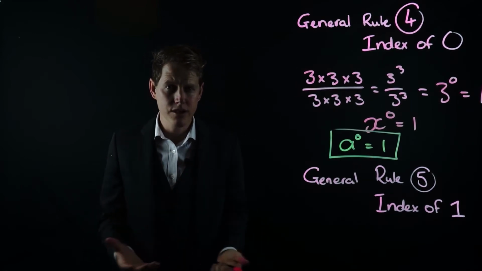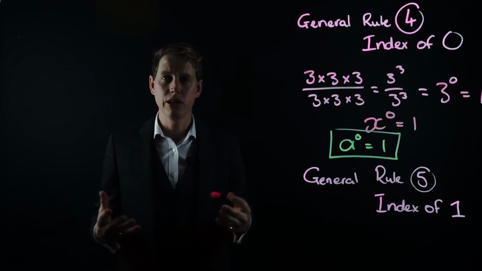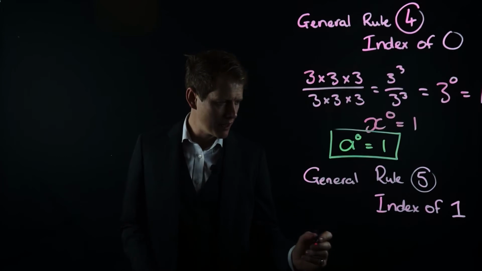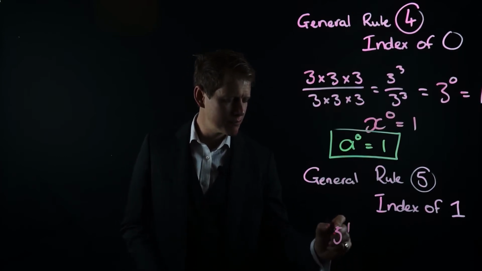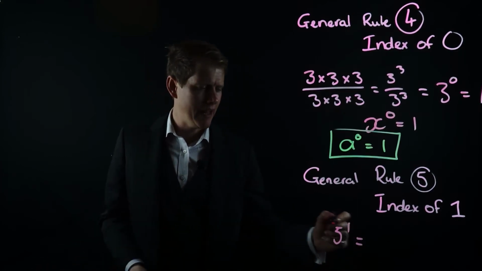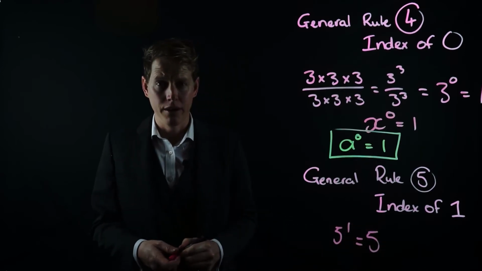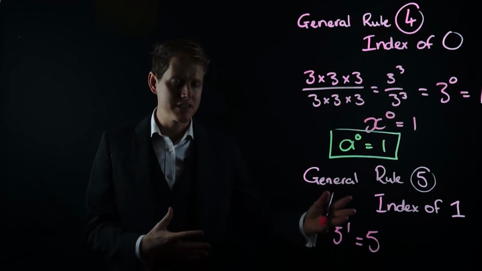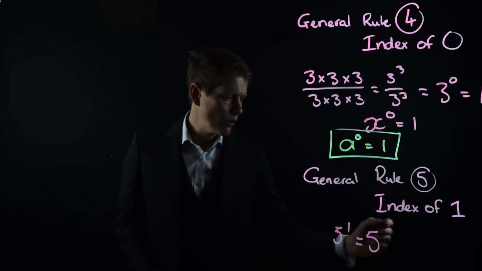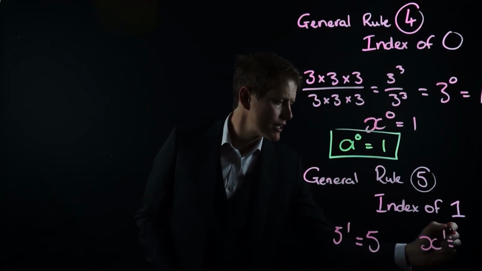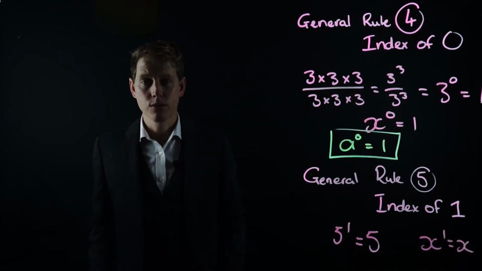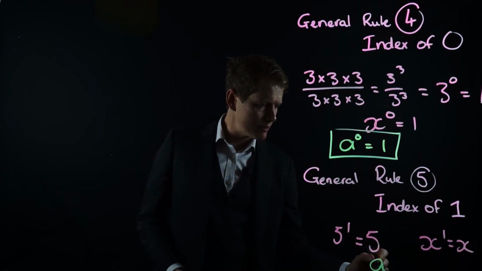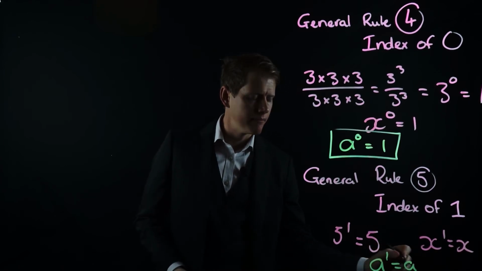And the final rule is really quite straightforward. You do this already, you know this already, and it has come out in your maths before. You probably just never really thought about it. But any number to the power of 1, well, we don't write that index. Any number to the power of 1 is just itself. We're multiplying 5, we're not multiplying by anything. 5 to the power of 1 is just 5. Or x to the power of 1 is just x. And that brings us to our final general rule. Any number to the power of 1 is just that number.